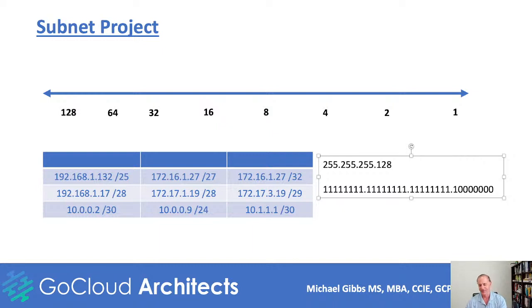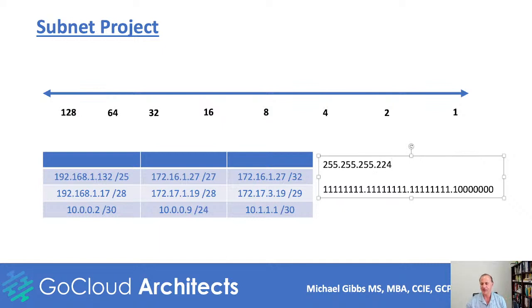Okay, next one. We're going to go left to right. Somebody over here that wants to take this challenge. Arif, you like networking? You're first. Okay, 172.16.1.27/27. What does the /27 subnet mask look like, Arif? 255 plus 128 plus 64 plus 32. That magic number is 224.